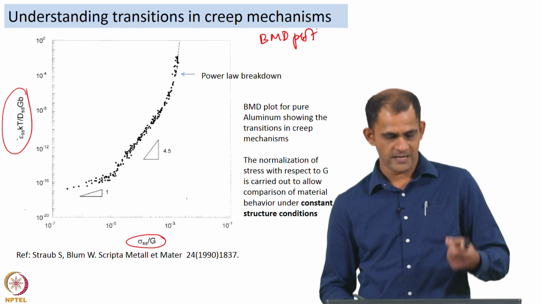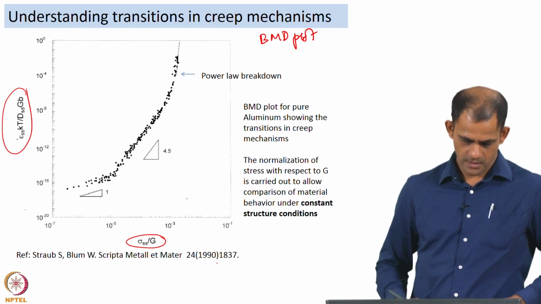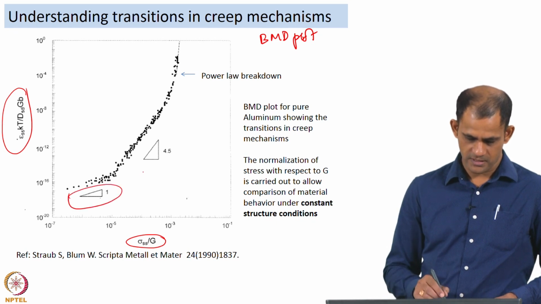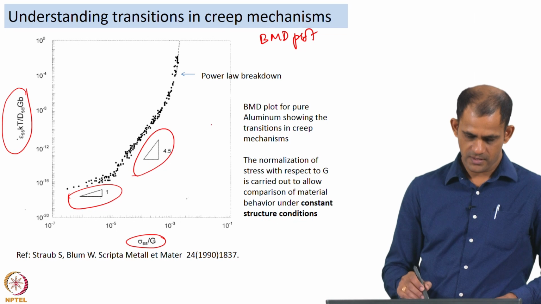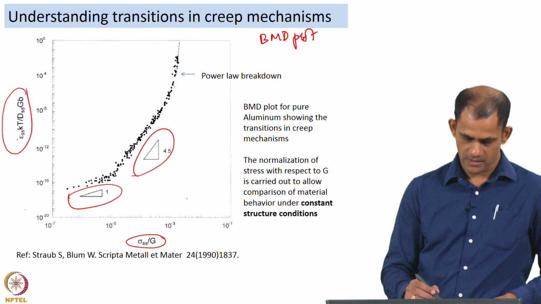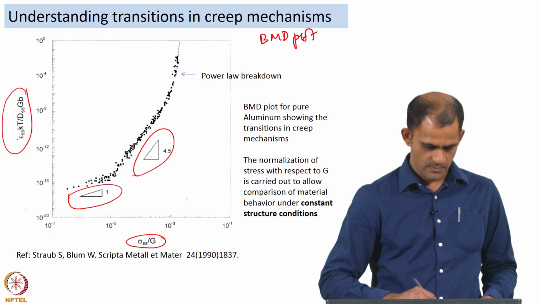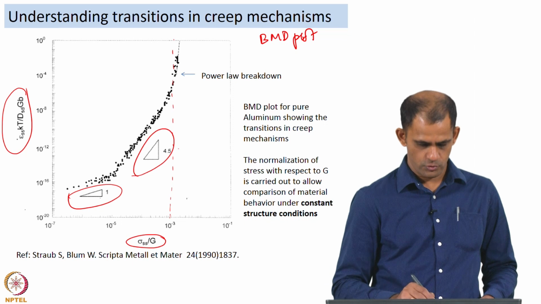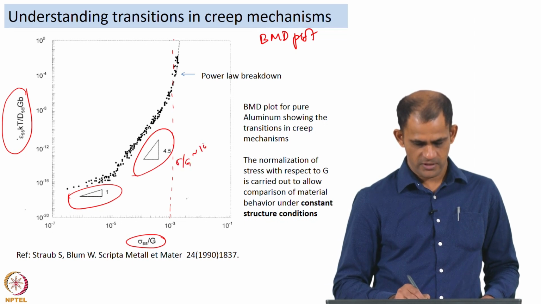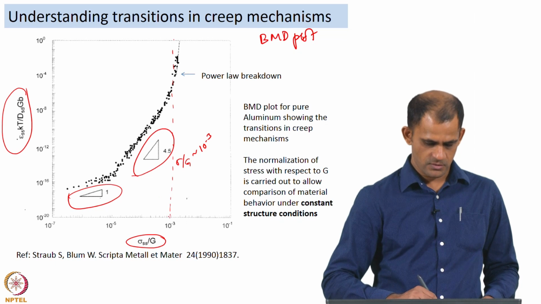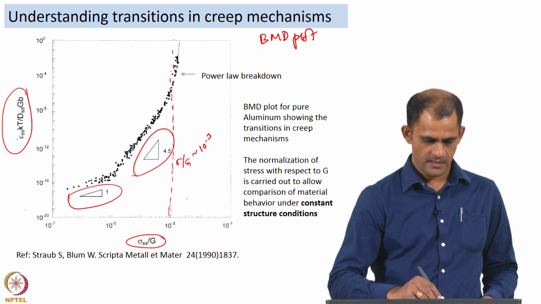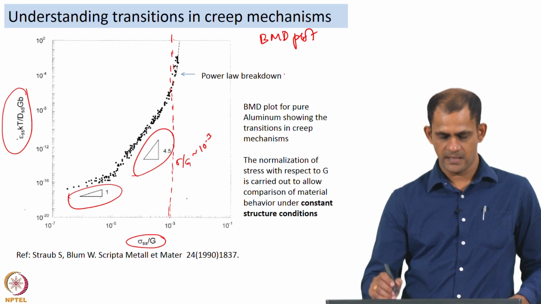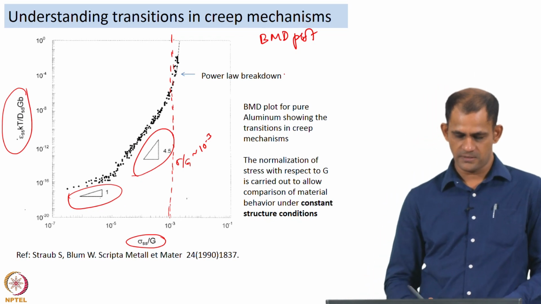So, this is a plot that I had shown earlier as well. Here, if you see, there is a transition in creep behavior. You are going from an n is equal to 1 regime to an n is equal to 4.5 regime, and then you are going into the power law creep regime. Very interestingly, the power law creep regime ends at close to a sigma by G value of 10 to the power minus 3, and beyond that you are basically moving into the power law breakdown regime.